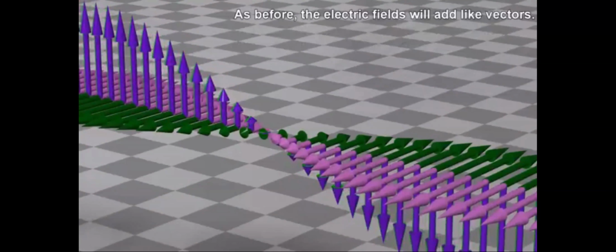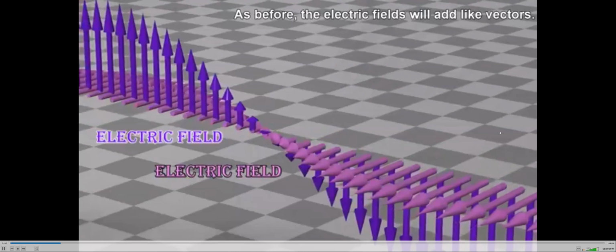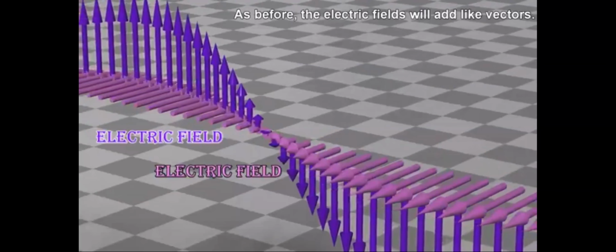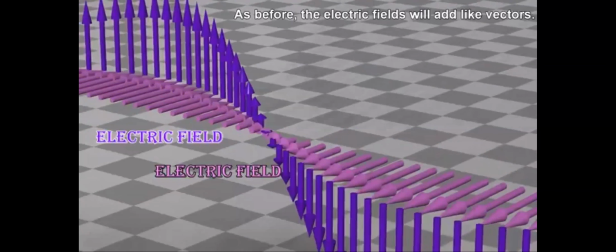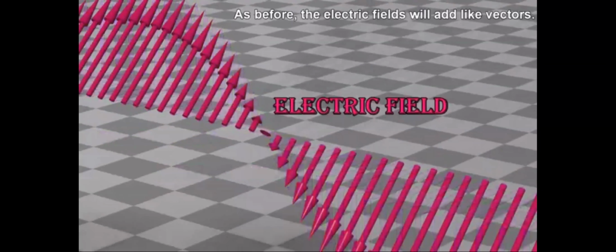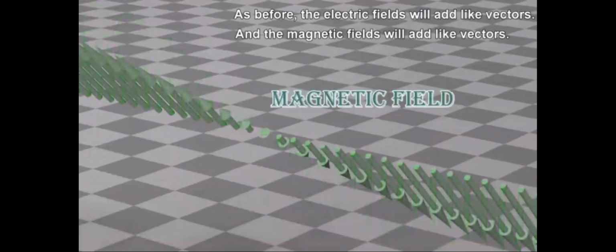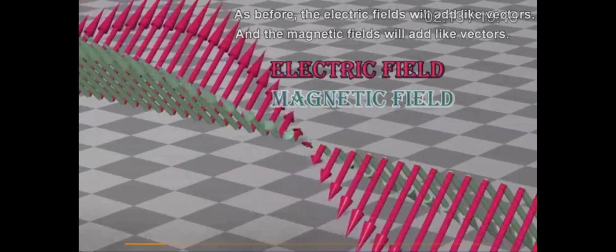As before, the electric field will add. So how do you add the vectors? You join them head to tail and the resultant will be from the remaining tail to the remaining head. So you are moving the vector so that head and tail will meet. And then you draw the vector from the remaining tail to the remaining head. The red ones are the resultant vectors. And the magnetic fields will be perpendicular to this. These green ones.